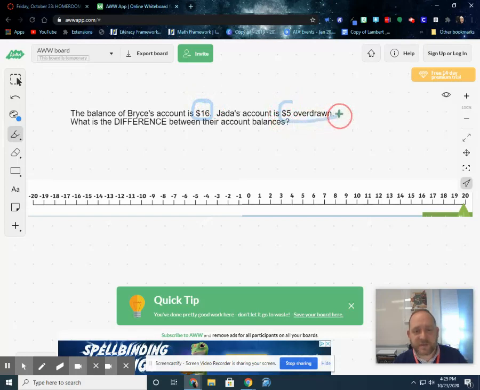I'm actually going to circle $5 and overdrawn because as we're looking at this, if I have an account that's $5 overdrawn, the overdrawn is telling me that the $5 is not a positive 5, it's going to be a negative 5. And then I want to know what is the difference. So what is the difference between their account balances? There's my question, and the word that's telling me what operation to use here is different.